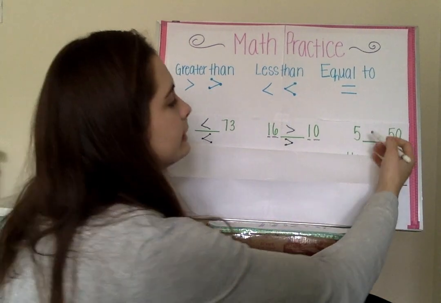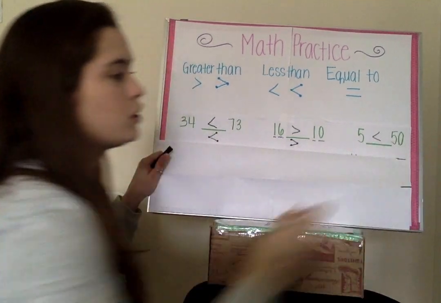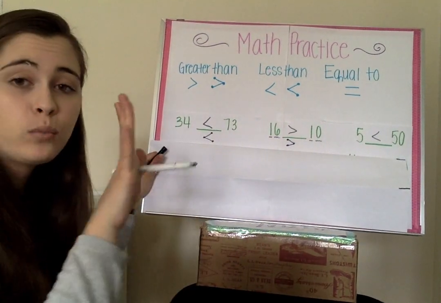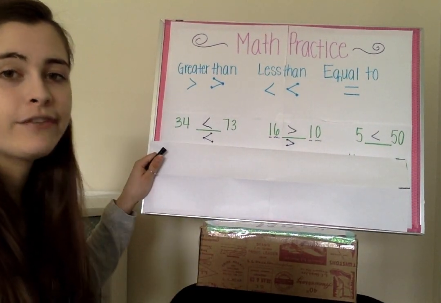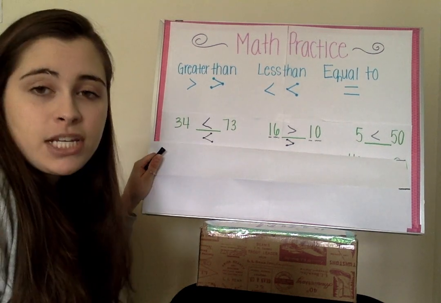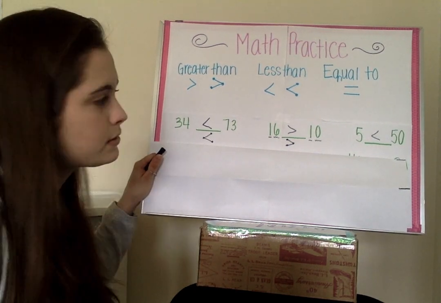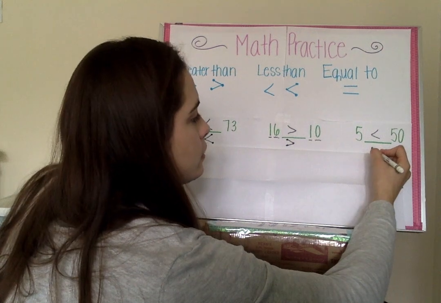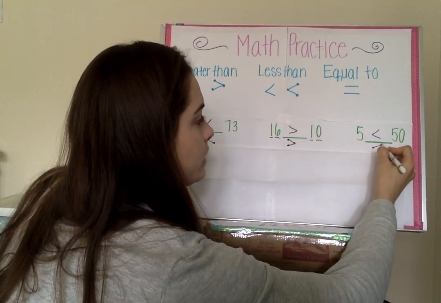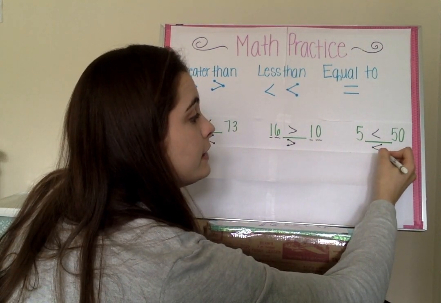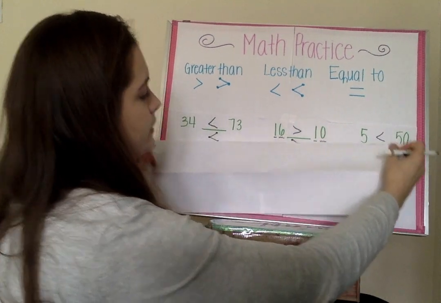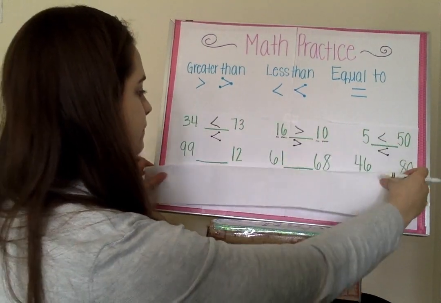5 would be less than 50 because we only have 5 ones. There are 0 tens if we have 5. Versus in 50, we have 5 tens and 0 ones. So if you're using the dots, remember we would have 1 dot facing the 5, 2 dots facing the 50. Let's practice some more.